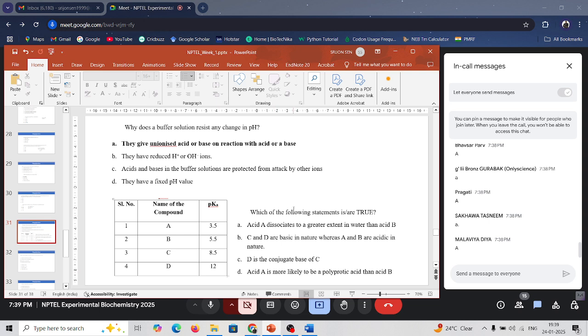So which of the following statements is or are true? Acid A dissociates to a greater extent in water than acid B. C and D are basic in nature, whereas A and B are acidic in nature. D is conjugate base of C. Acid A is more likely to be polyprotic than acid B. Which of them is or are correct? There can be one or more than one answer correct.